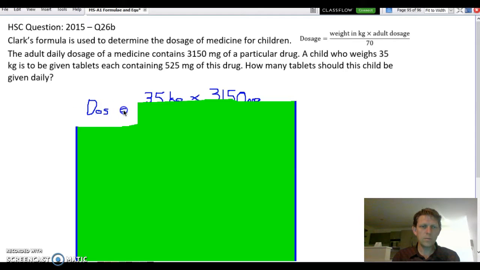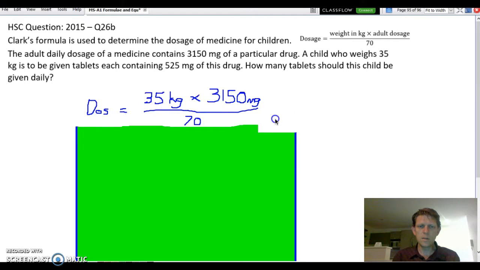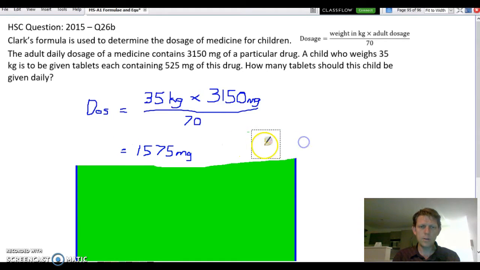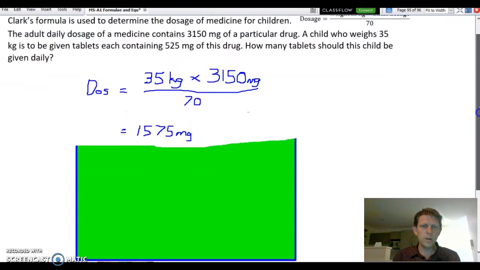So we just factor into our dosage equation the figures we were given. We were told it was a 35 kilo child, so that goes in there, the weight in kilos. The adult dosage is 3,150 milligrams, and we divide that by 70. Once we plug that into our calculator, that's going to give us a total of 1,575 milligrams. All right, but that's not the answer because we weren't asked how many milligrams, we were asked how many tablets.